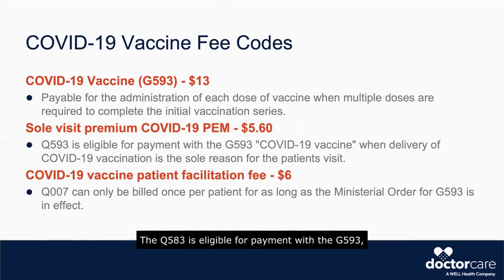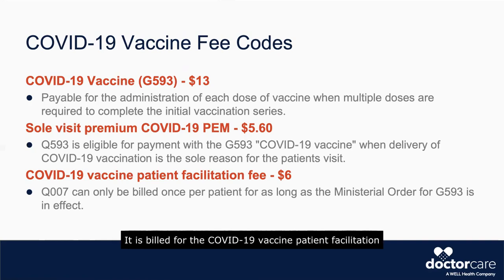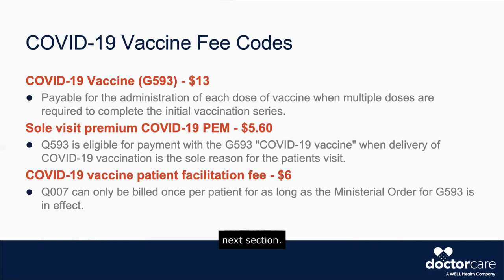The Q583 is eligible for payment with the G593 when delivery of COVID-19 vaccination is the sole reason for the patient's visit. And for the Q007, it is billed for the COVID-19 vaccine patient facilitation and can only be billed once per patient. So note, you cannot bill these codes if you're working in a COVID assessment center. You will bill codes H409 and H410 instead, which we will be getting into in the next section.